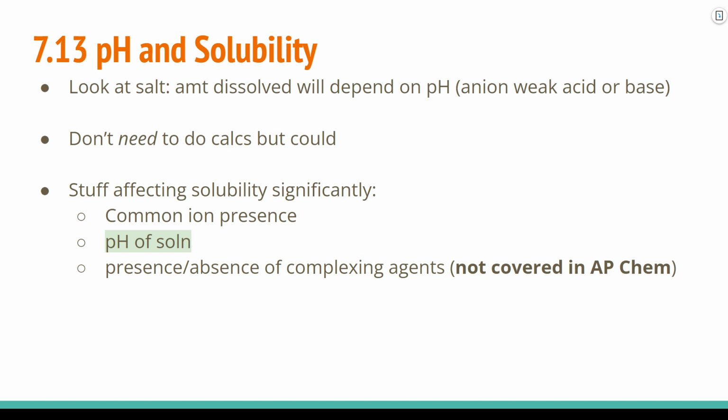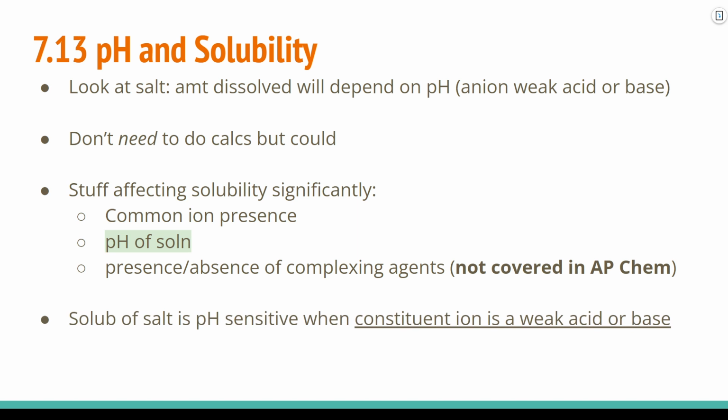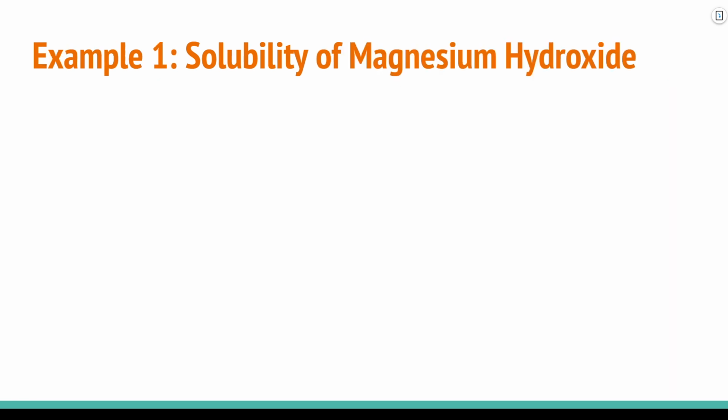In future classes, potentially in college, you might talk about complexing agents, but that is not going to be covered in this class. You can learn about that in a future chemistry course. And so a salt's solubility, as it says here, is pH sensitive when you have an ion that is a weak acid or base as a constituent. We're going to use Le Chatelier's principle to qualitatively talk about this.